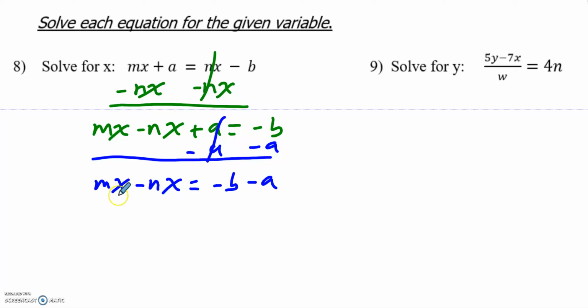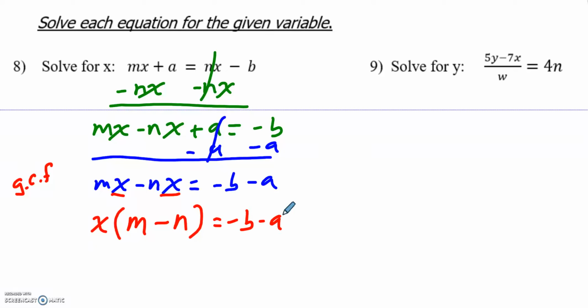At this point, we wanted to go from two x's to just one. So what we took out was the greatest common factor and said, okay, the greatest common factor in these two terms is x. And if I take x out of mx, I'm left with m, minus x out of nx, it's just left with n.